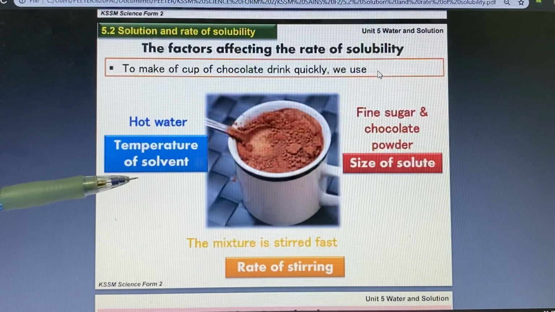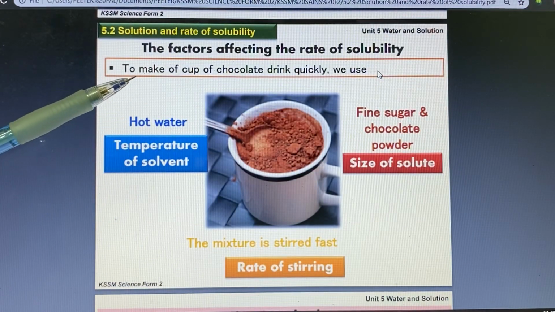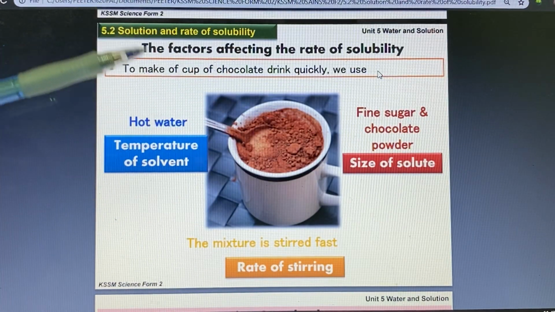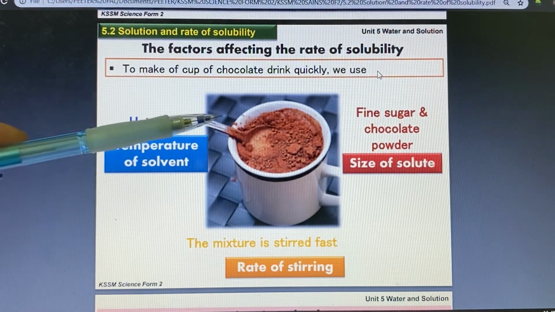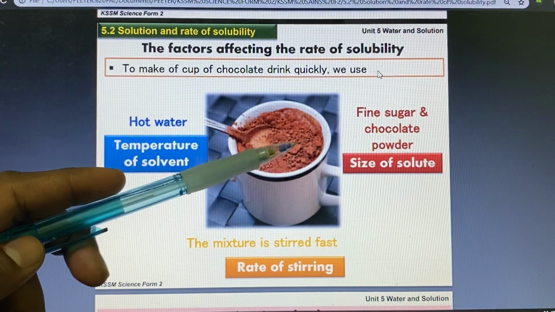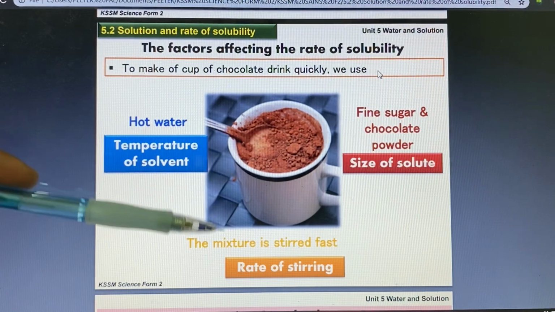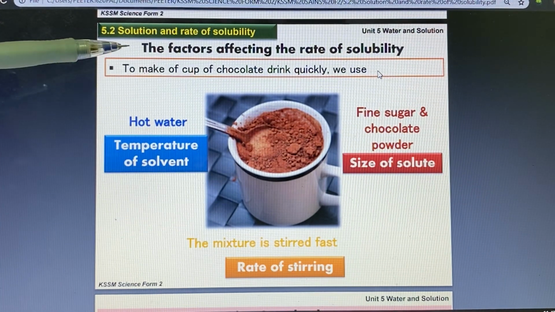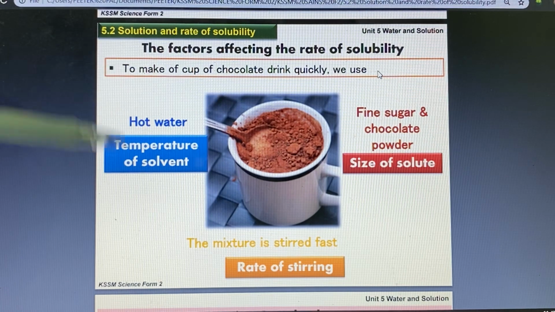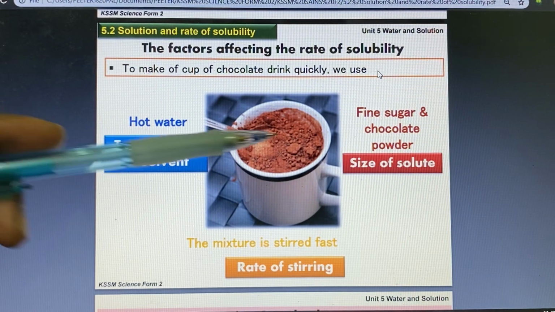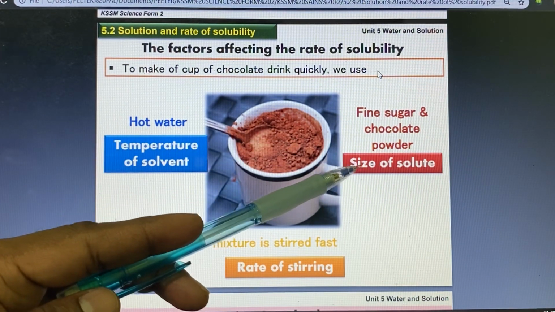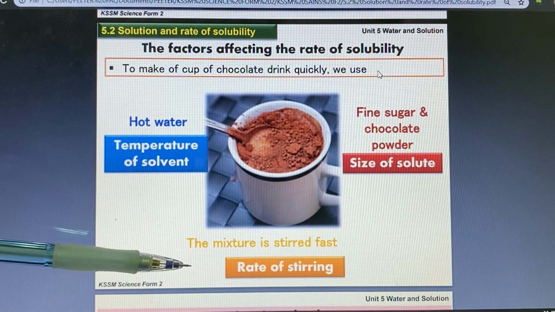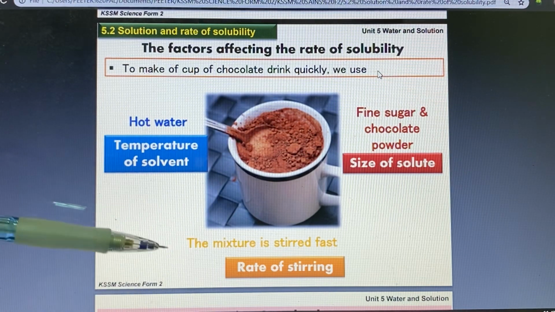You can see here an example. If you want to mix a chocolate drink, you must have hot water, and the sugar and chocolate powder must be very fine, and you have to stir it as fast as you can. So all these three factors will increase the rate of solubility: increase the temperature, decrease the size of the solute, and increase the rate of stirring. Make it fast.